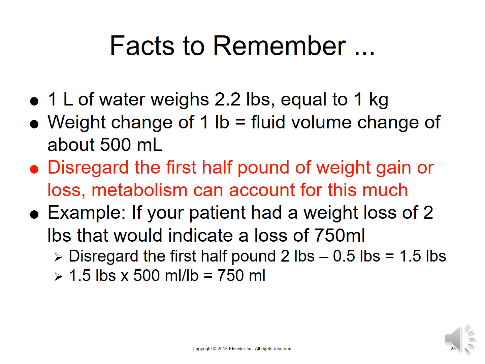So here's another example. If your patient had a weight loss of 2 pounds, that would indicate a loss of 750 milliliters. We're going to disregard the first half pound, so that's 2 pounds minus half a pound, so we've only had 1.5 pounds of actual loss. We multiply that by 500 milliliters, and that gives us 750 milliliters lost. If you don't understand that, be sure and get with me.